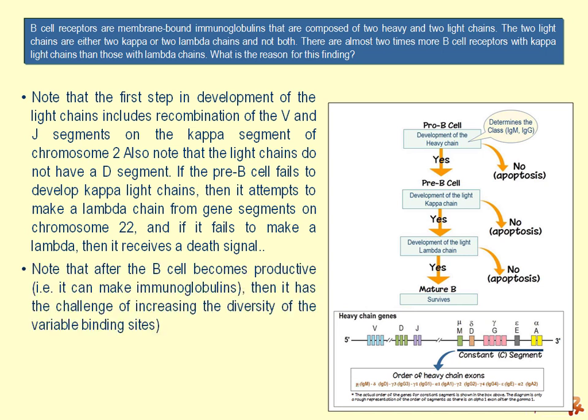Note that after the B cell becomes productive, meaning that it can make an immunoglobulin, it then has the challenge of increasing the diversity of the variable binding sites. So this is just the beginning, where we have made the heavy and light chain immunoglobulin. We have to tune it up and work on it later to increase the diversity of the variable binding sites even further.